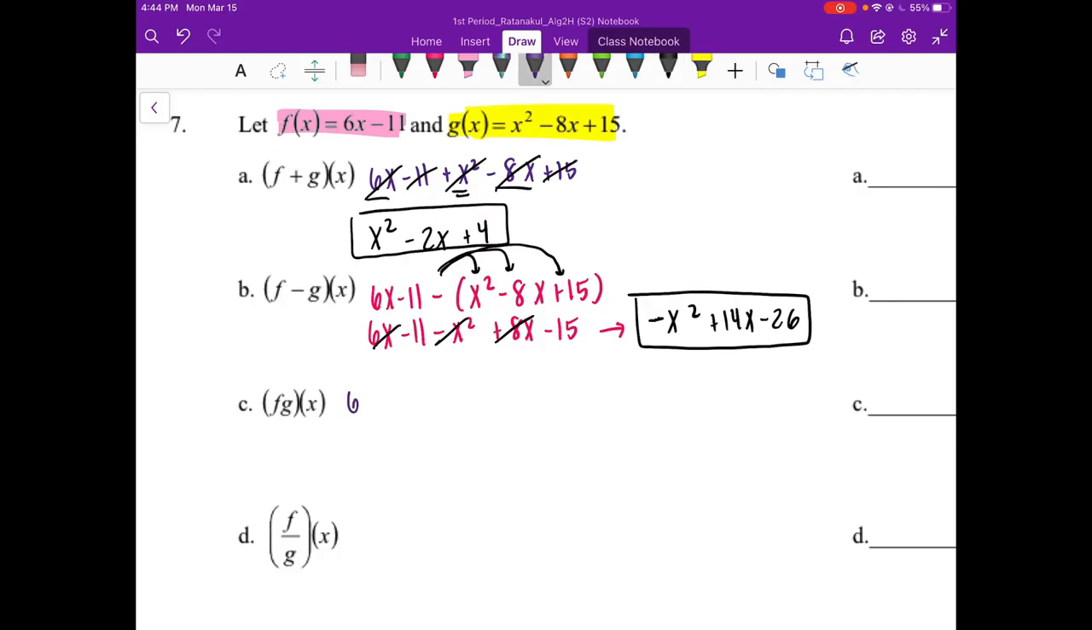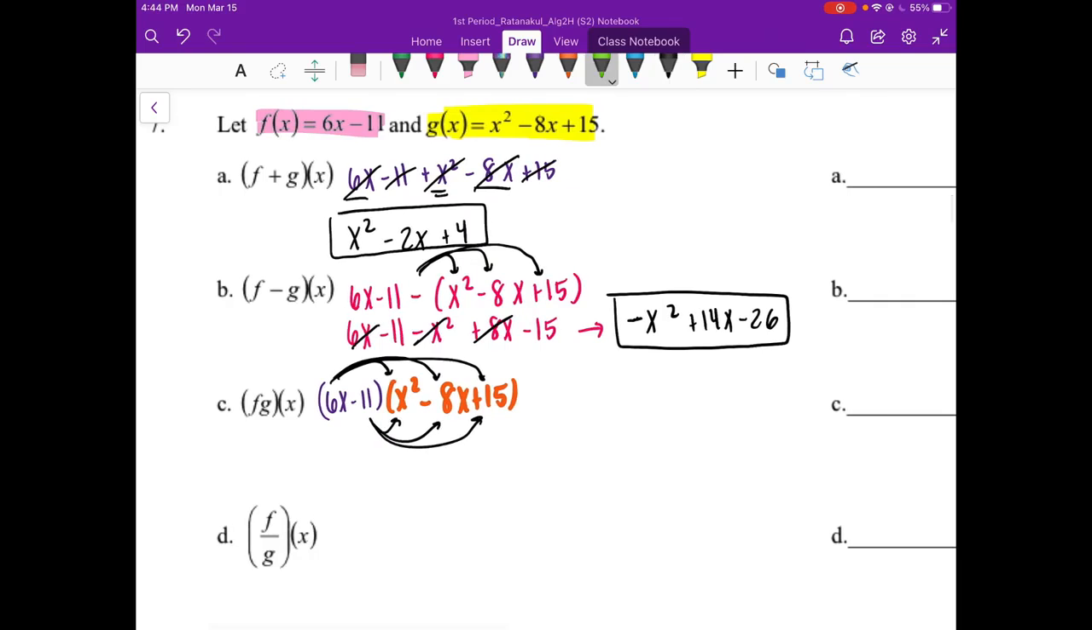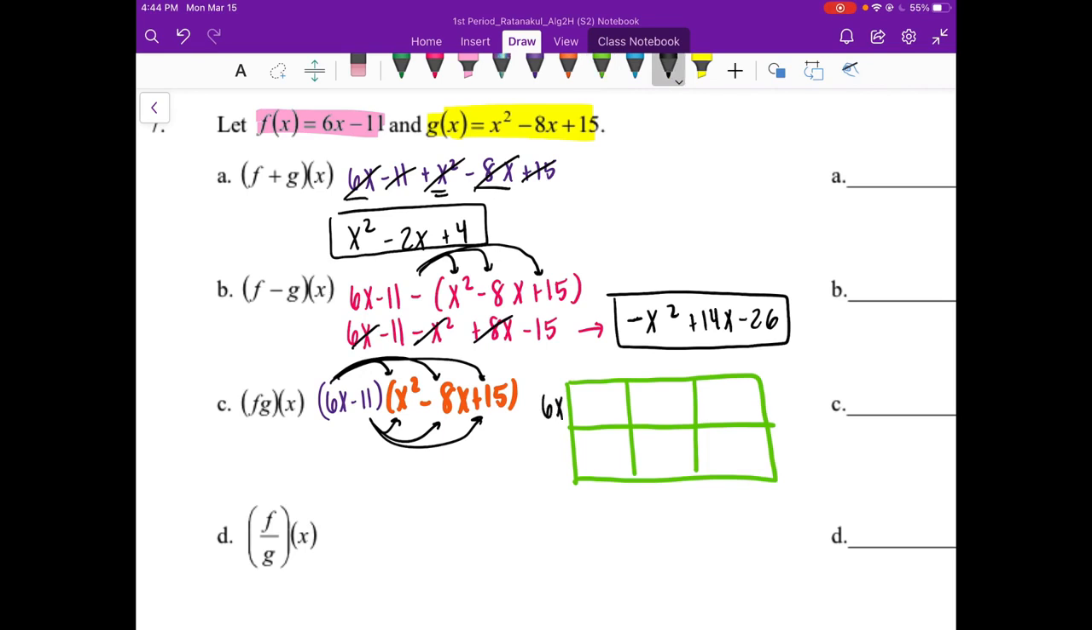Multiplying. So you can set up multiplication like this, where you're going to distribute everything from f into g. Some people also like to set up a Punnett square, so I'm going to go ahead and show you guys that way using the square. This helps you keep all your terms organized. Either way, you should end up with the same answer.